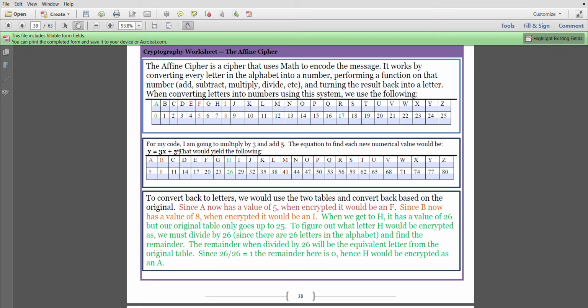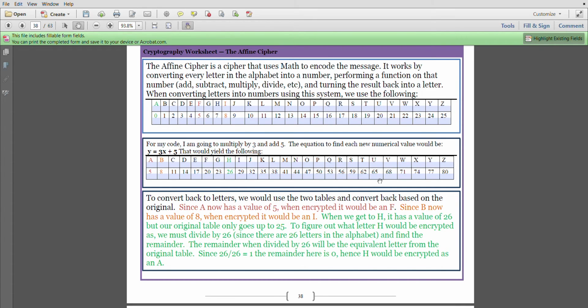And that would be, B would be 1 times 3 plus 5. So it's 3 plus 5 equals 8. That's why it's 8 down here. Over here, it gets a little bit more wily because it's 22 times 3, which is 66, plus 5, which turns out to be 71.